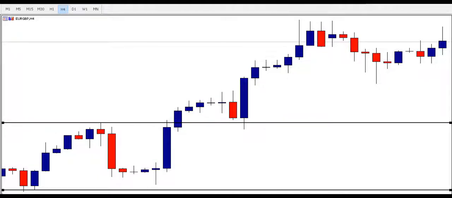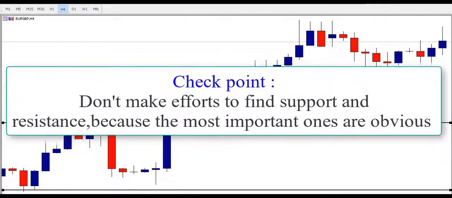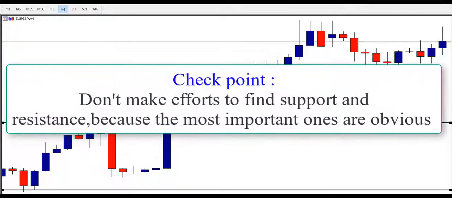Support and resistance are easy to spot on your chart. Don't make too much effort to identify these levels, because the most important ones are obvious, and with screen time and practice, you will find them easily on your chart.